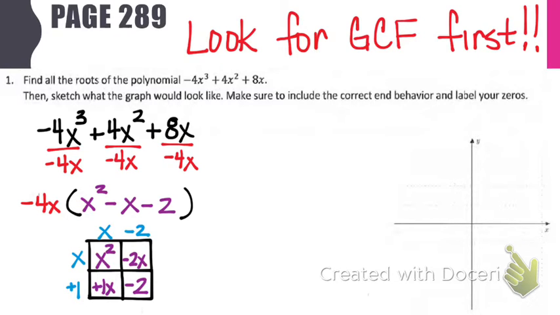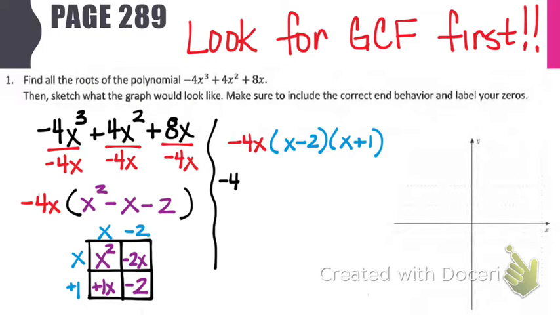Okay, so that negative 4x that I took out for my GCF, and then I have my 2 factors, which are x minus 2 and x plus 1. So I'm going to set all 3 of these equal to 0. So negative 4x equals 0, x minus 2 equals 0, x plus 1 equals 0. Go ahead and solve to get your 3 solutions.